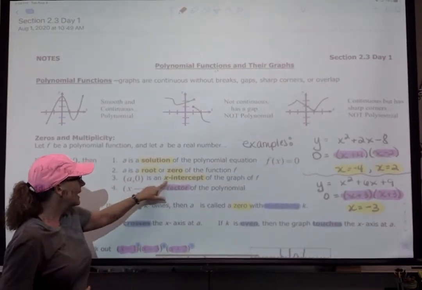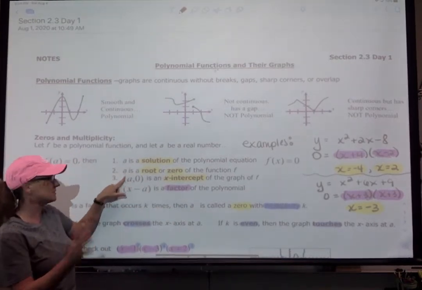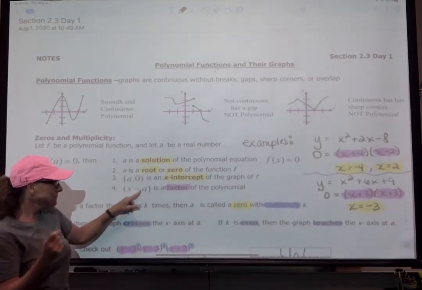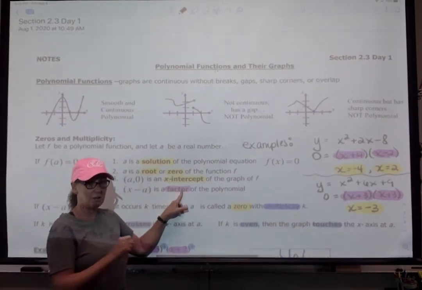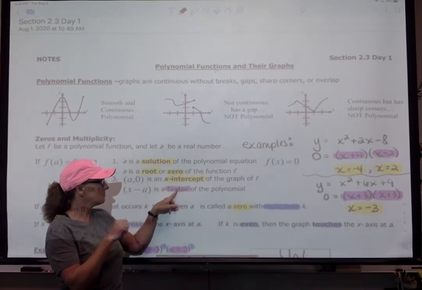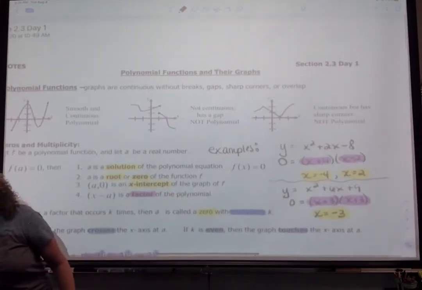Whatever your x-intercept is, let's call it A. Whatever your root is, let's call it A. Then x minus that number is a factor of my polynomial. Factors, roots, x-intercepts.